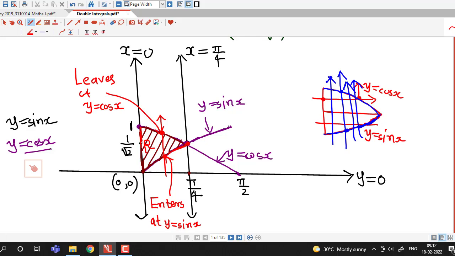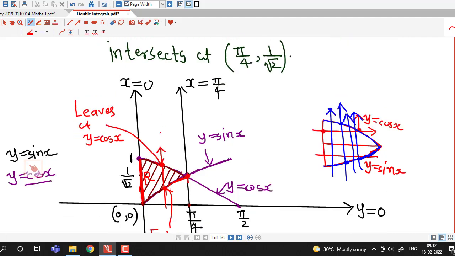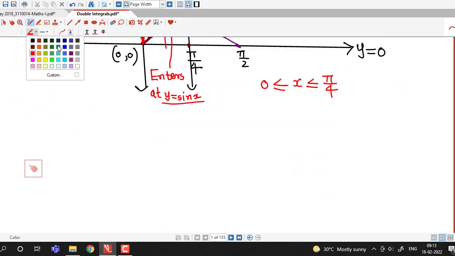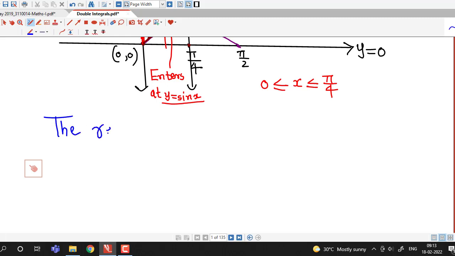Now the leftmost points of this region are on the y-axis, so here the value of x is 0, and there is only one rightmost point, which is on the line x equal to pi by 4. So we will consider limits of x from x equal to 0 to x equal to pi by 4, and limits of y will be from y equal to sin x to y equal to cos x. So now we write all these things, that the region of integration is as shown in the figure.